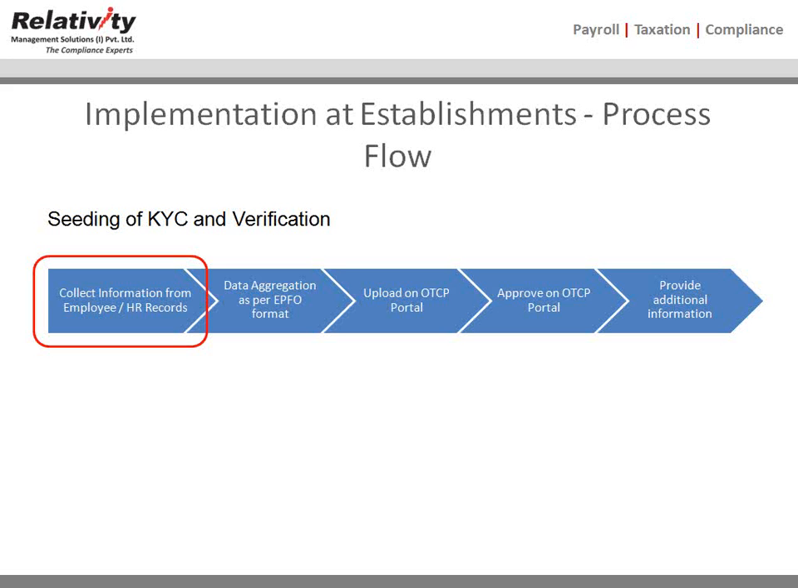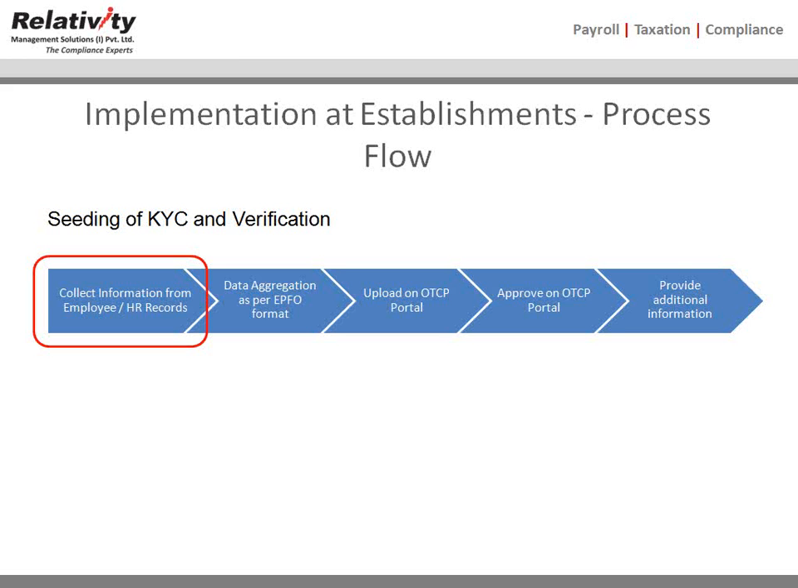And the fourth point would be to provide additional information. Of course, I'll talk to you about the last point in detail once we complete the first four. Now, what is the information that is expected from the employee? The information that we will have to aggregate either from our records or from the employee's records.